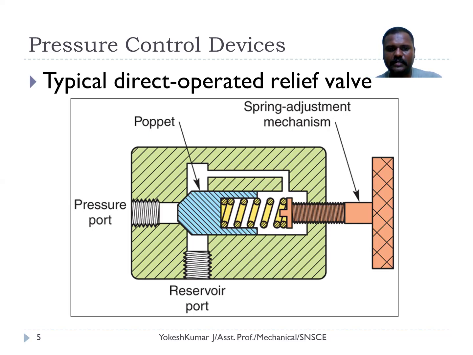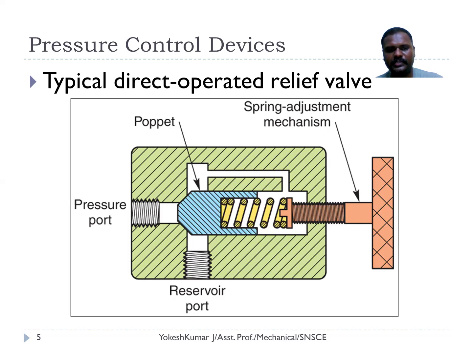The poppet is initially in the closed position, so the pressure port and reservoir port are closed. The pressure port is connected to the circuit and the reservoir port is connected to the reservoir. Usually the pressure port is after the pump and before the direction control valve. Imagine the pressure of the fluid exceeds the preset limit. The pressure will be higher than the spring pressure, then the poppet will slide from the left hand side to the right hand side, opening the pressure port and the reservoir port so that they are connected together.